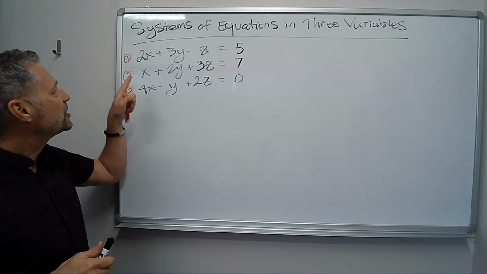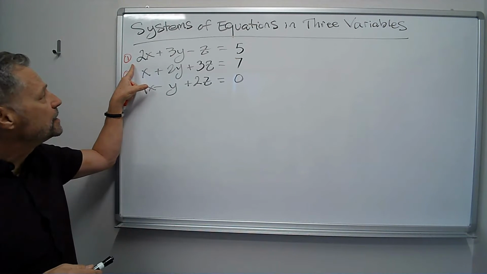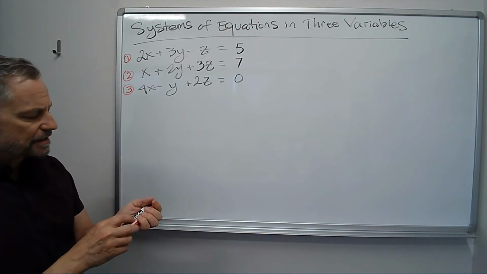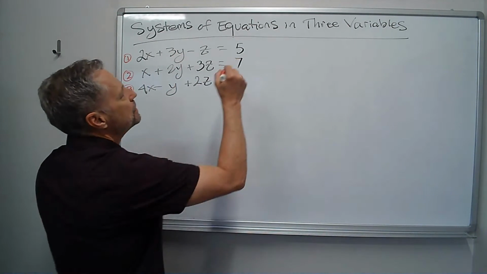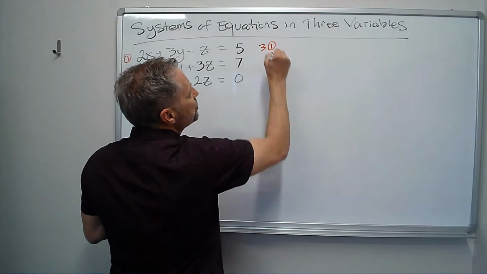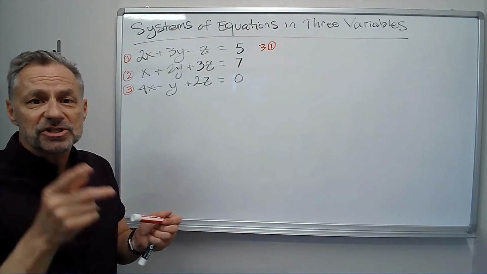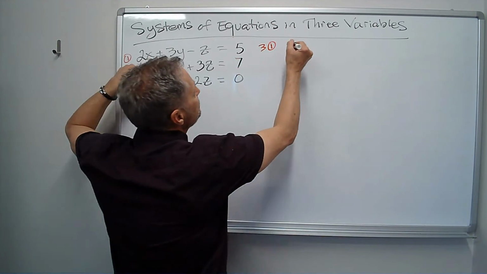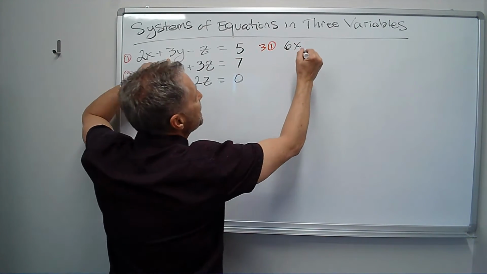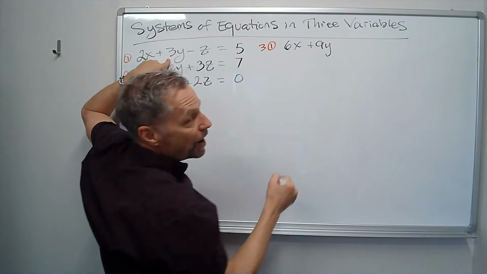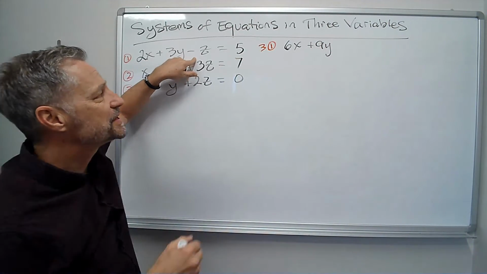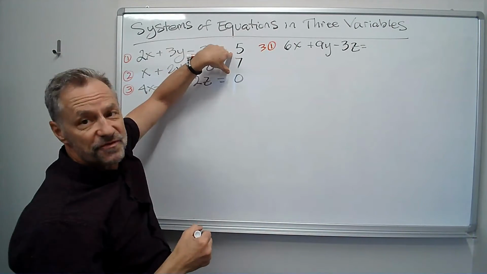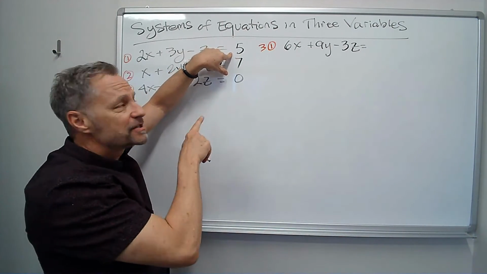All right, so here's what I'm going to do. I'm going to take equation 1, and I'm going to multiply it by 3 to get the negative 3z. I'm just going to write it this way: 3 times equation 1. And then I'm just going to do it. I'm going to multiply both sides of the equation by 3. So I'm going to get 6x plus 9y, excuse me, minus 3z equals 15. Don't forget to multiply both sides of the equation.